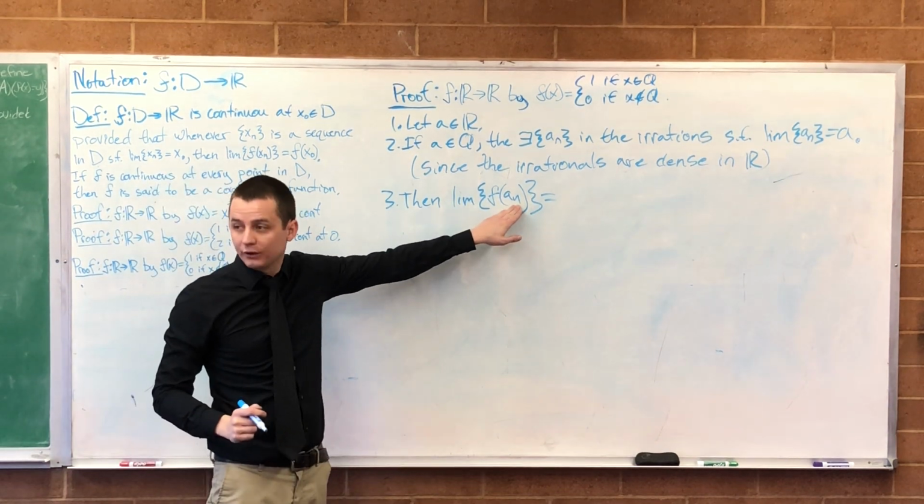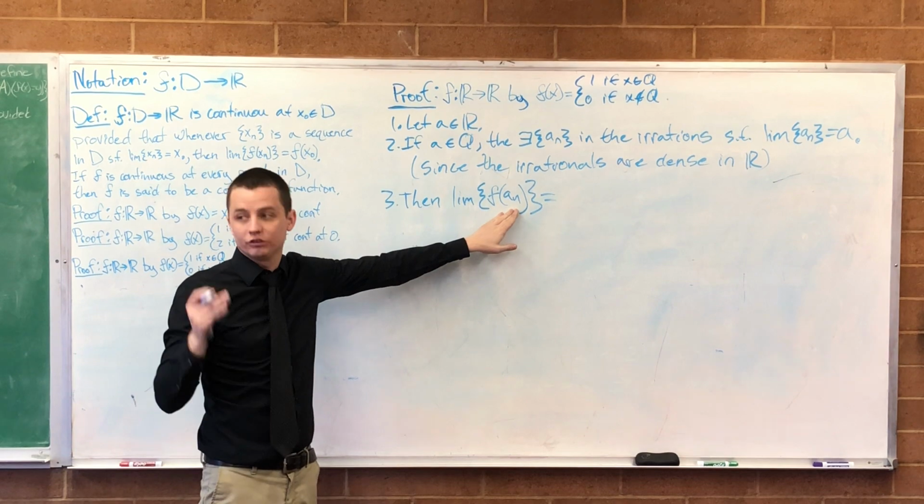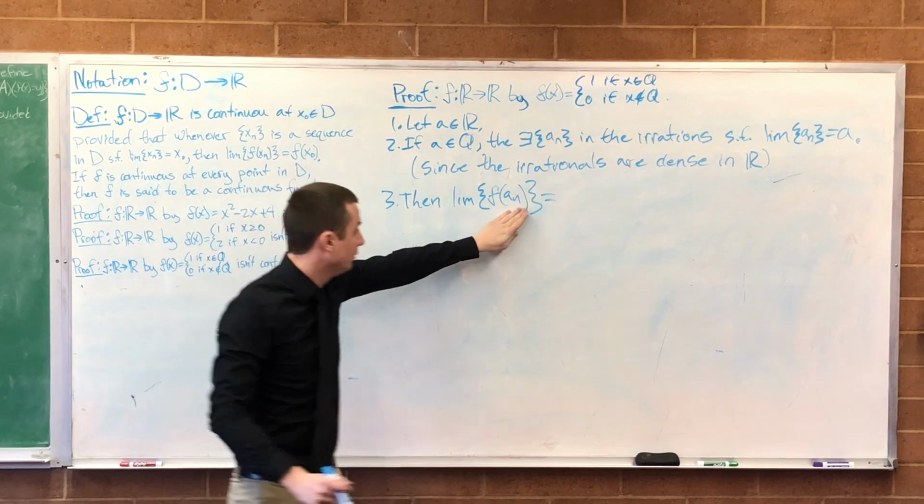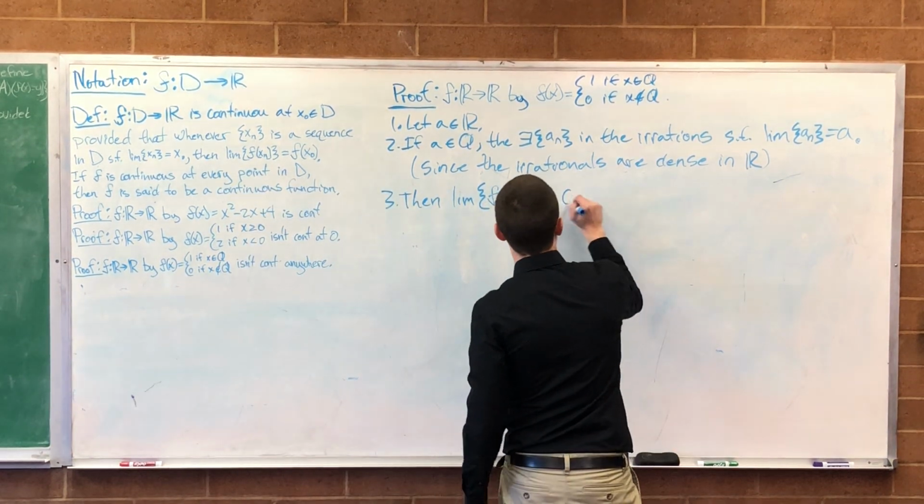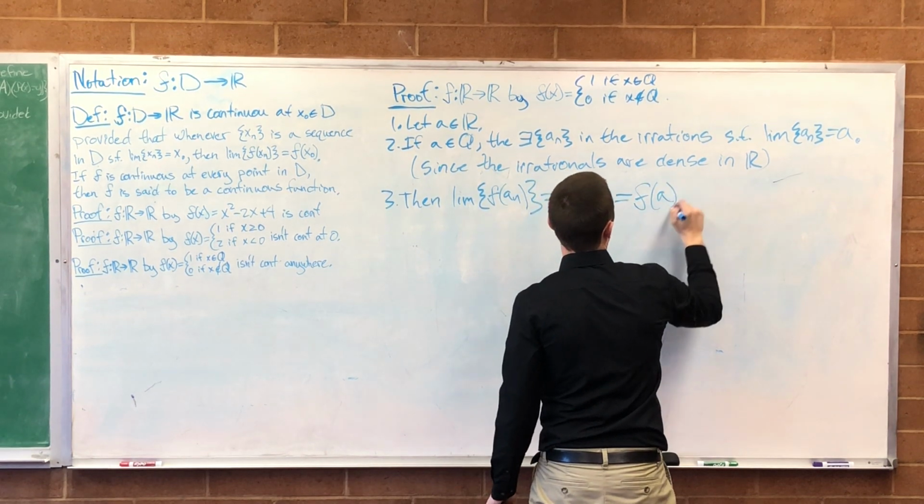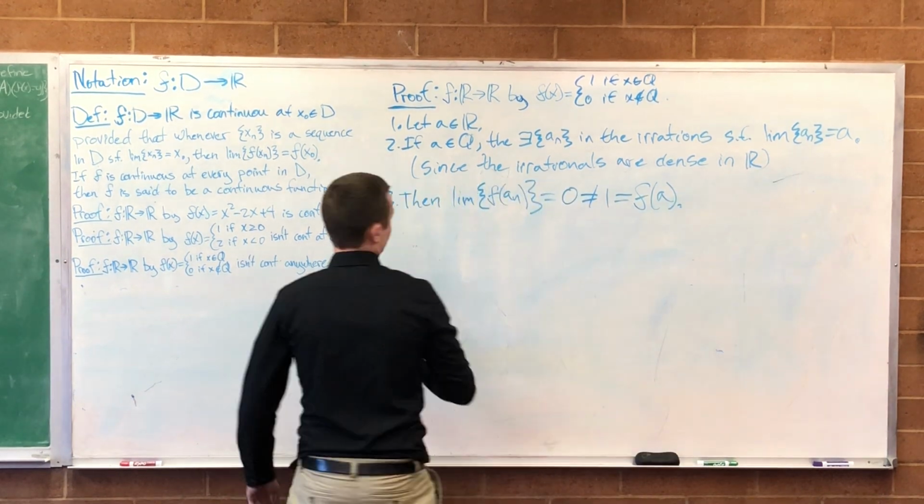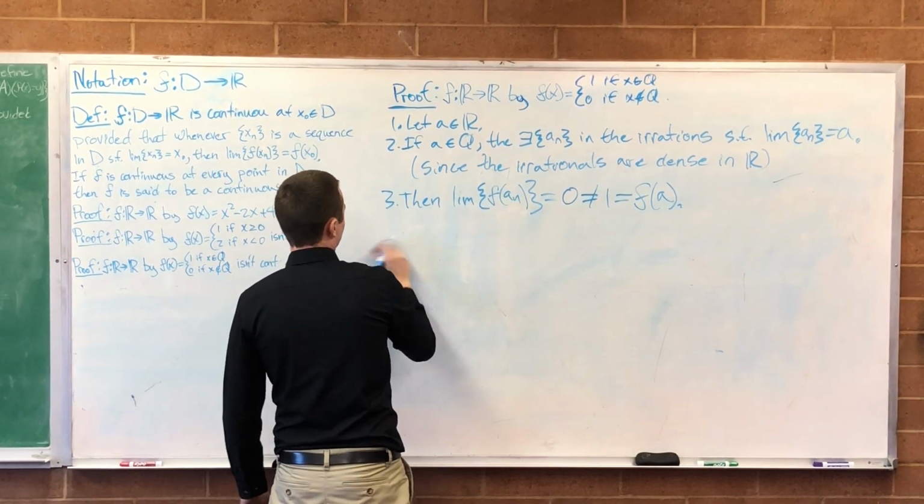An is a sequence of irrational numbers. Therefore, the image of the sequence is just 0, 0, 0, 0, 0, 0, 0. And so the limit of the image of the sequence is 0, is not equal to 1, is equal to f of a. Not as easy as I thought it would be. Yeah, very straightforward. This is a much easier proof.